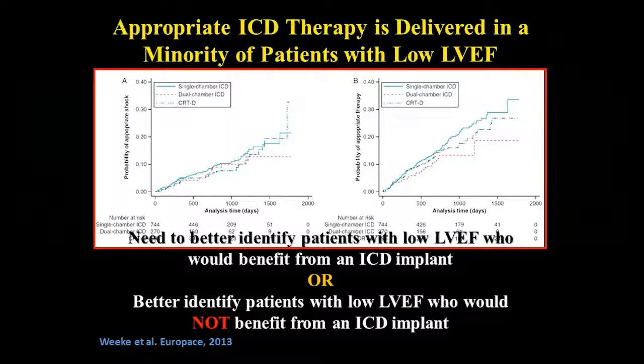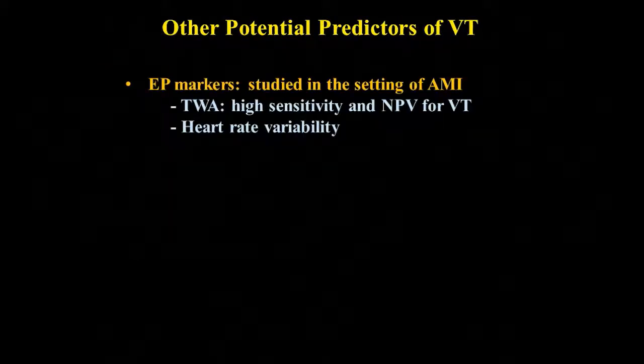Okay? And I've been highlighting this. This is true for CRT too. This is a more clear group to identify than these people. Okay? Ones who are not going to improve is easier to identify than those who may or may not improve. Okay. So what are the potential predictors of VT?